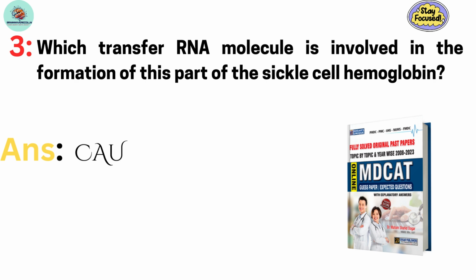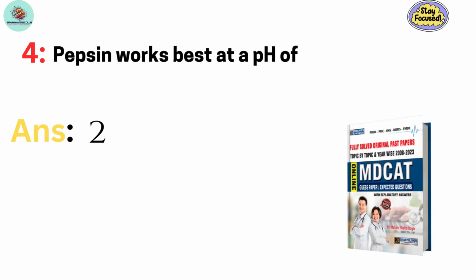Which transfer RNA molecule is involved in the formation of this part of the sickle cell hemoglobin? Answer: CAU. Pepsin works best at a pH of? Answer: 2.